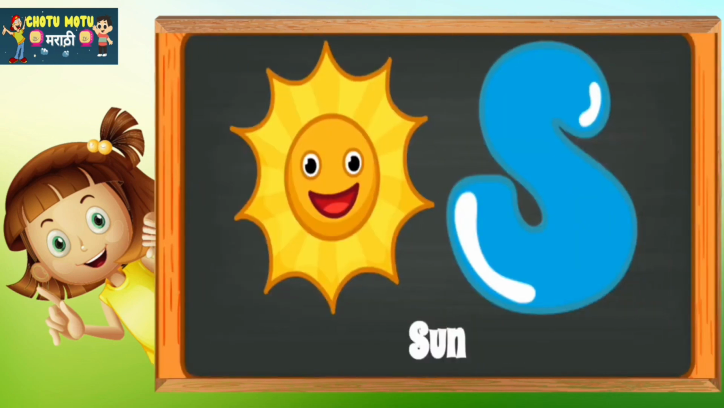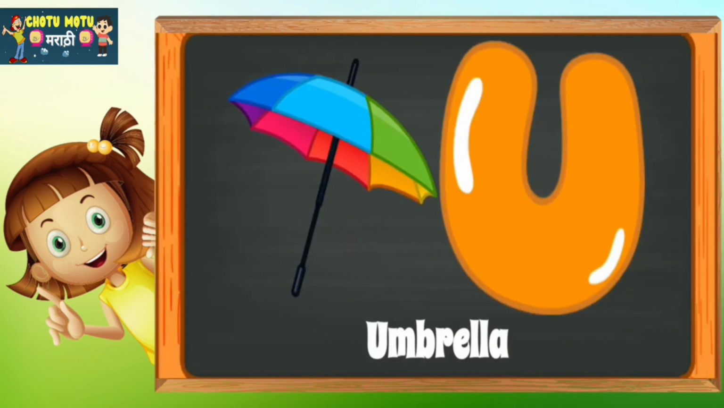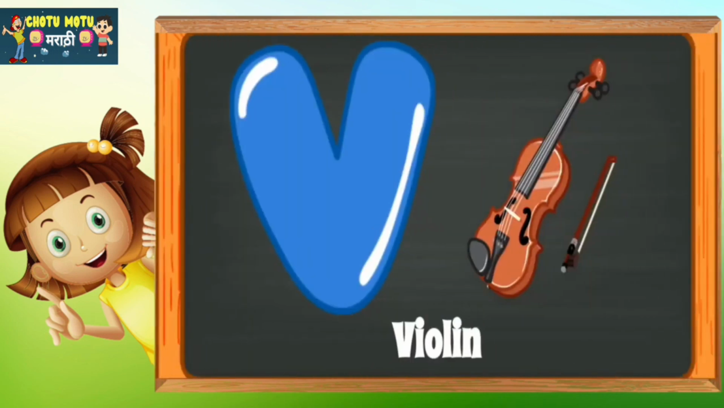S for sun. T for train. U for umbrella. V for violin.